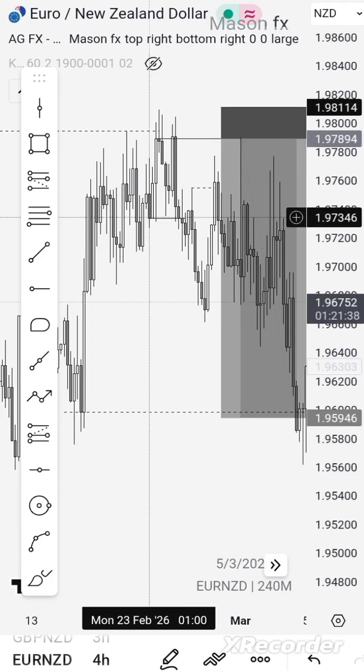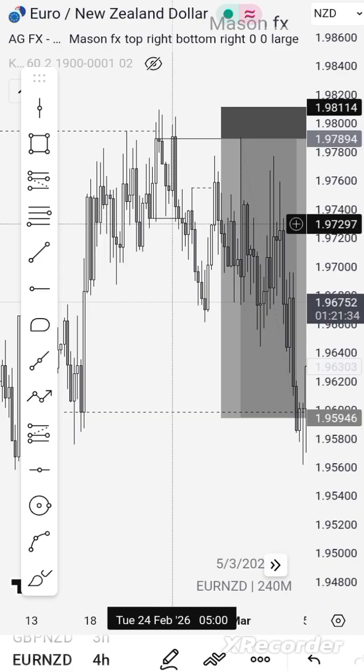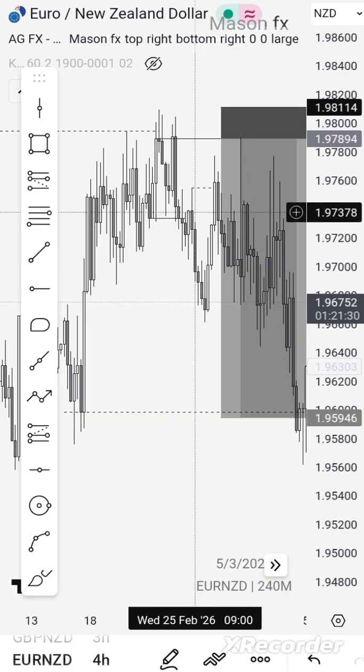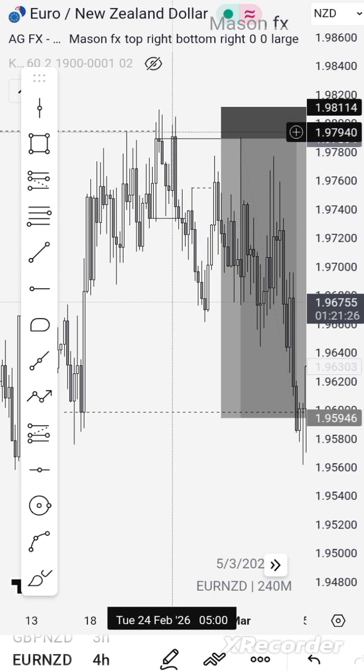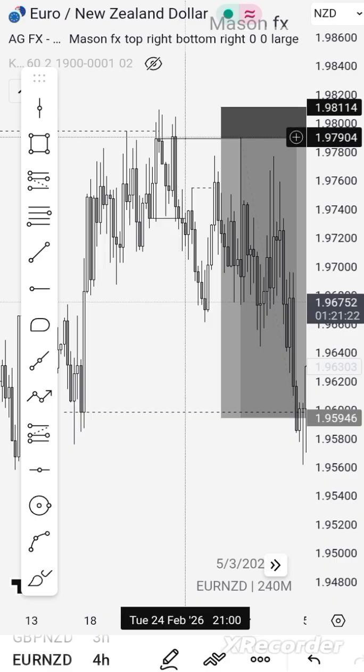We have a breakout here. This is the breakout here. We have a breakout here on the 4 hours time frame. And then we have this little pullback that will serve as our liquidity, and then price came back to the apex. Always take your entry from the apex. It's very, very important.